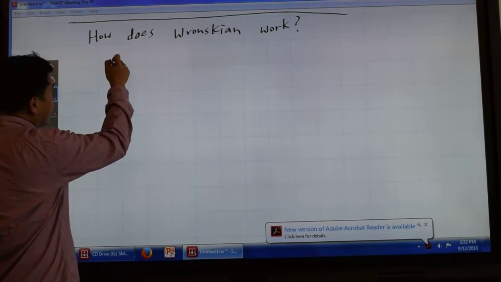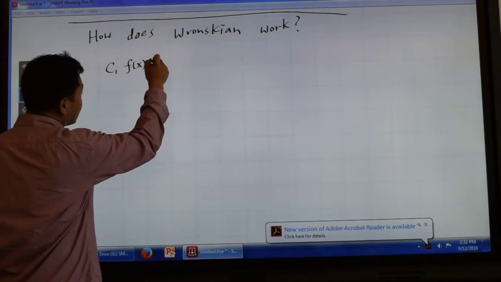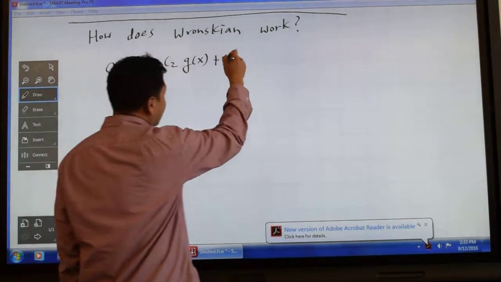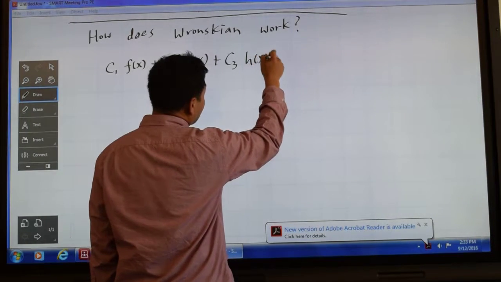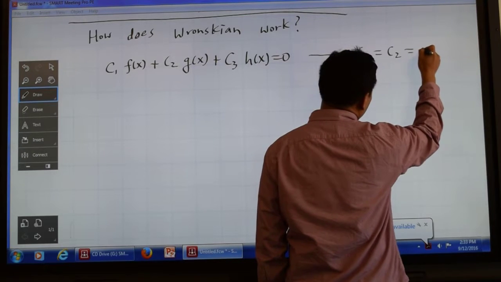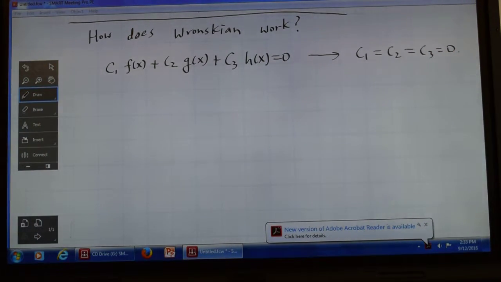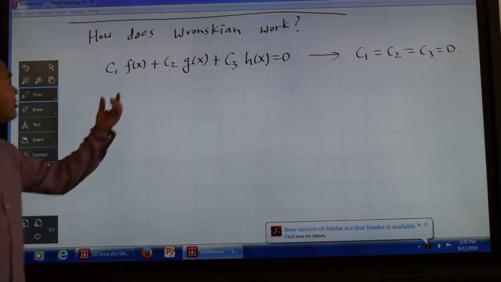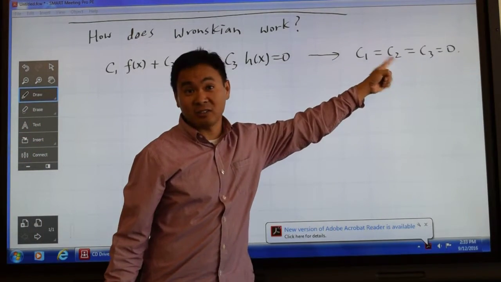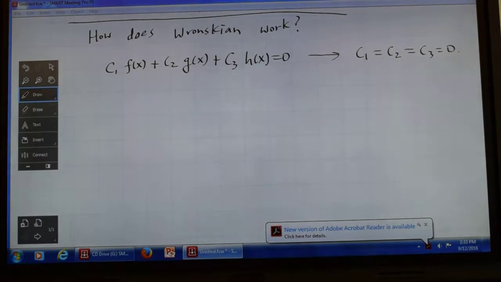Here's our goal. I want to say C1 f of x plus C2 g of x plus C3 h of x equal to 0 implies that C1, C2, C3 is equal to 0. And I want to prove that if the Wronskian of f, g, h is non-zero, then this is implied. This automatically works, and therefore it's independent. So let's see how that works.